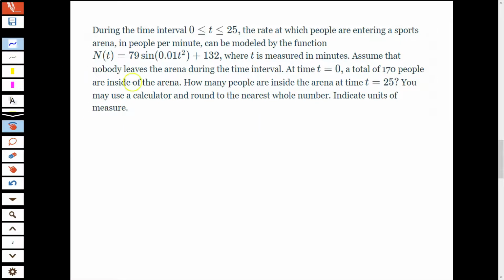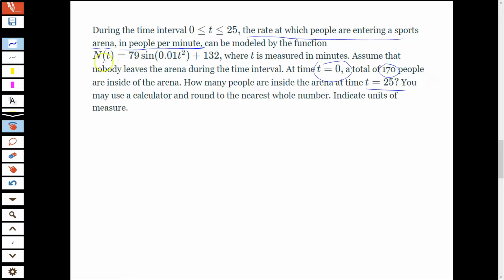Okay, this is going to be the last example in this part of the video. This is going to be a two-parter because I want you to see all the types of problems you might run into. But here, this is an initial value problem. So it gives us n of t, and n is the rate at which people are entering a sports arena. It's good to annotate what the functions are, by the way. In people per minute, it's also good to annotate the units. And then it gives us time t equals 0, 170 people inside the arena. We want to know time t equals 25.